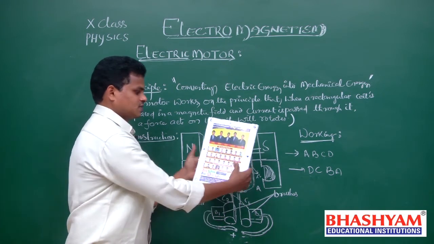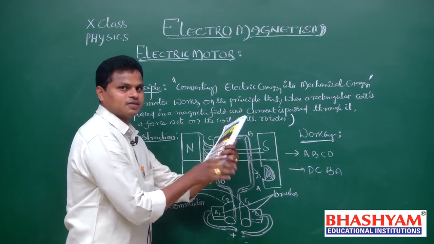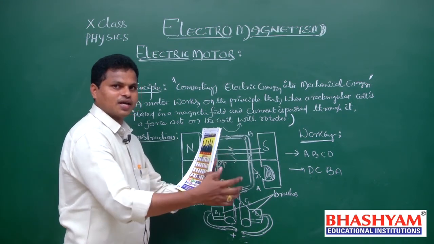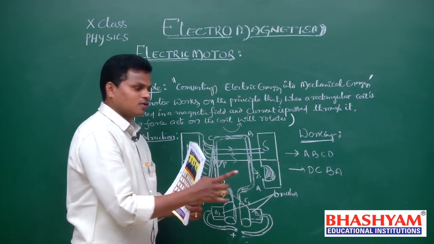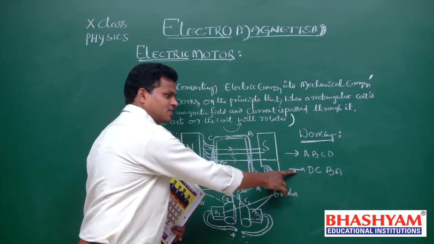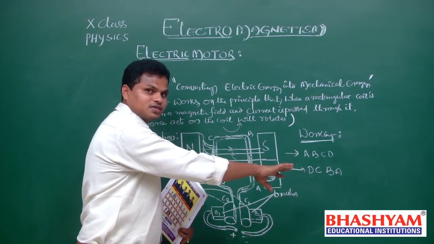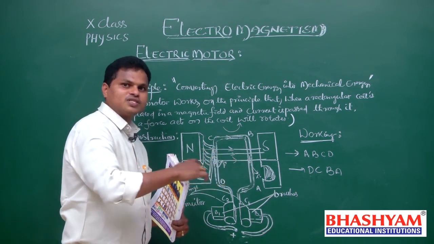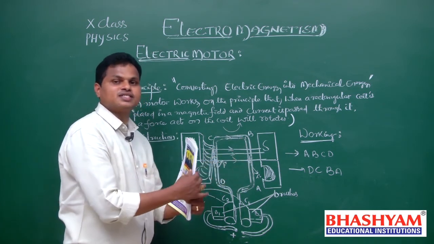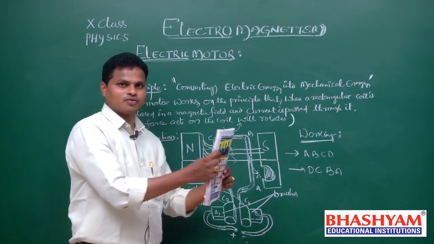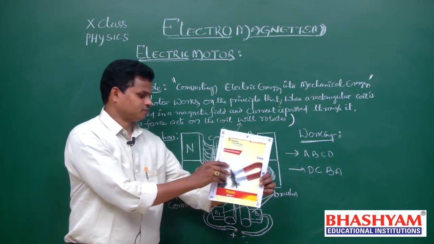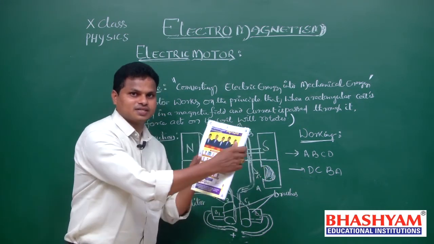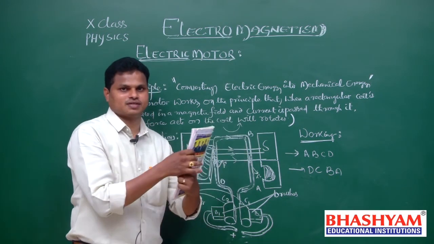Like this. This is the rotation of the coil continuously in one direction, the same direction, because for every half rotation the direction of current is reversed. That's why the coil in the magnetic field rotates continuously in the same direction. The current reverses, that's why it moves in one and the same direction.